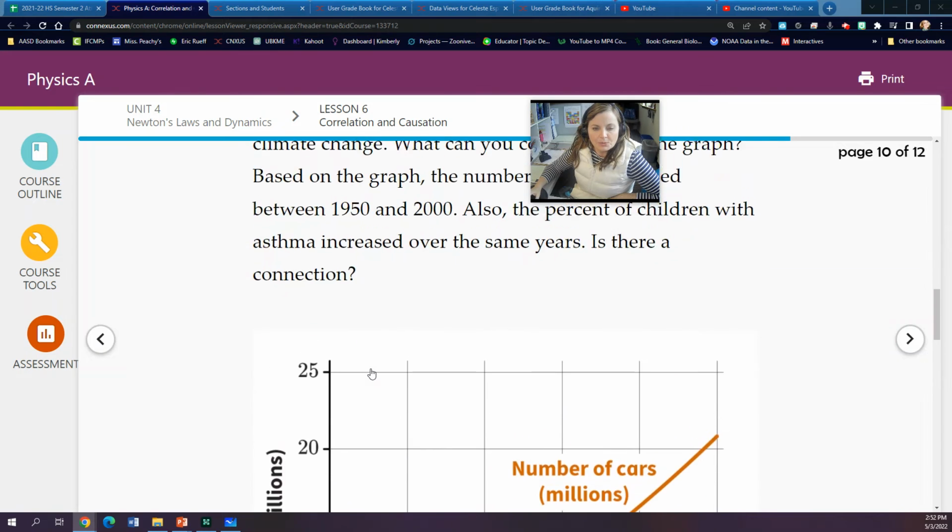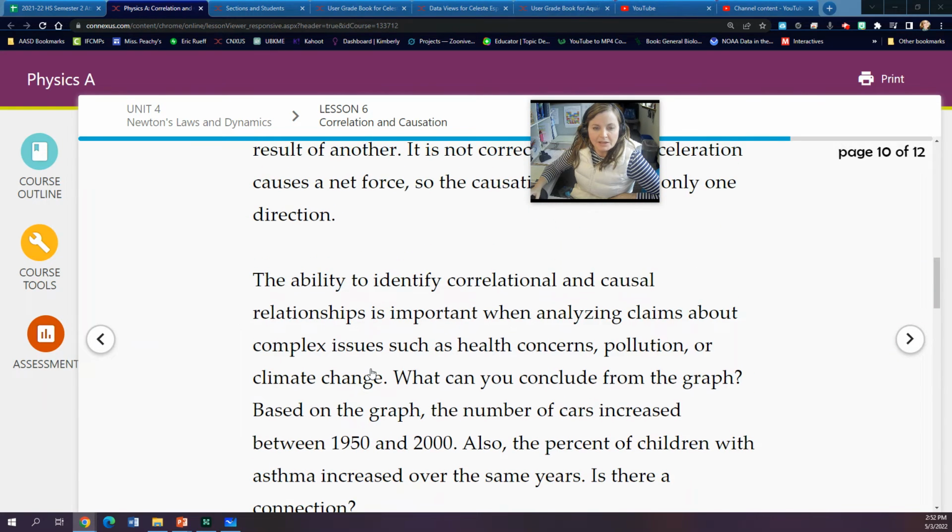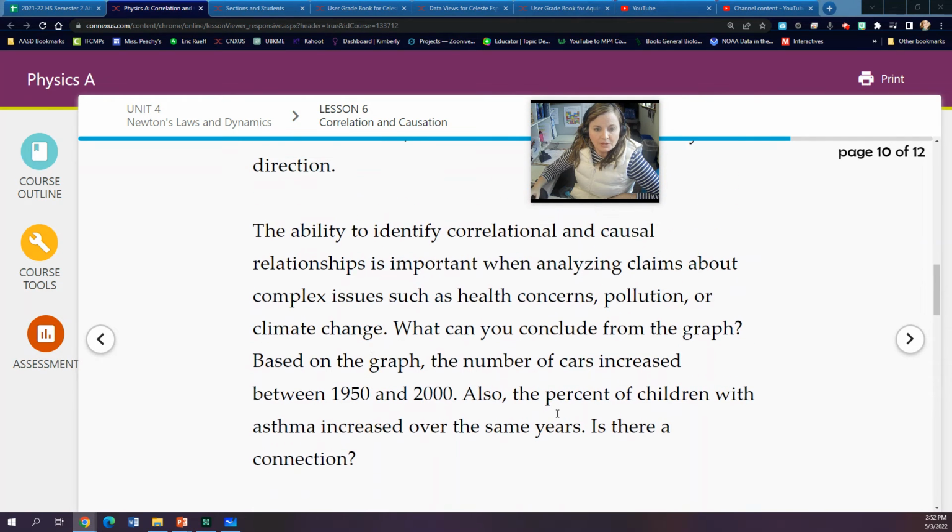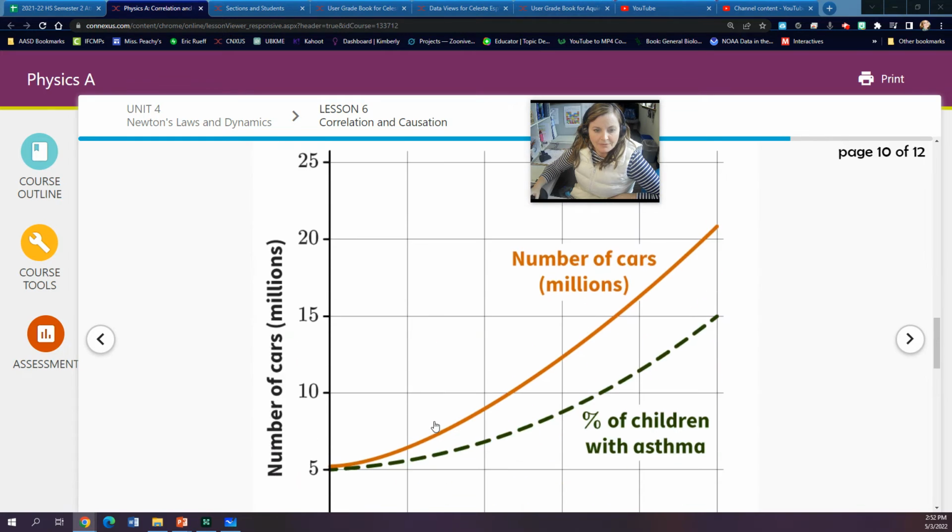So just kind of giving you an understanding of the difference between correlation and causation, and actually that both can kind of occur simultaneously, and or you could have one or the other. So when we look at this graph, it's giving you an example. What can you conclude on the graph?